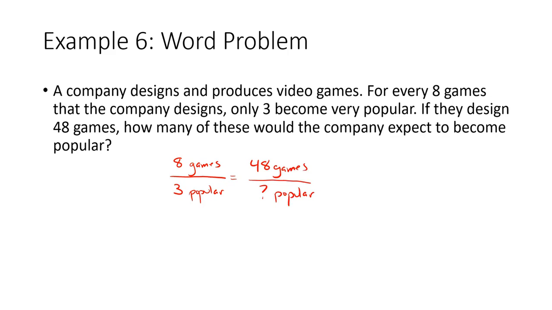So now that we've set up our proportion, we just cross multiply and divide. 48 times 3, 144. And then we divide by 8. And the number of games we would expect to be popular would be 18.